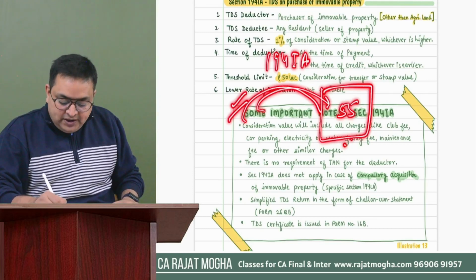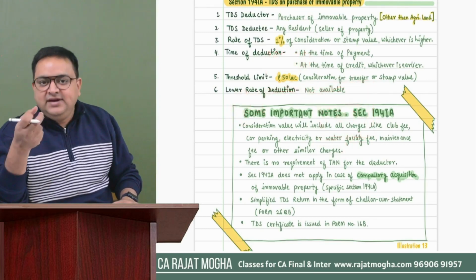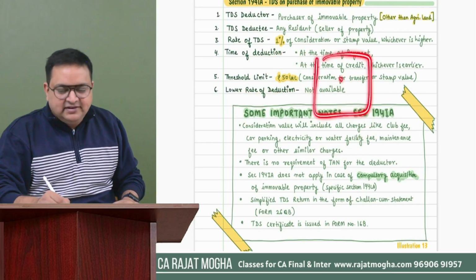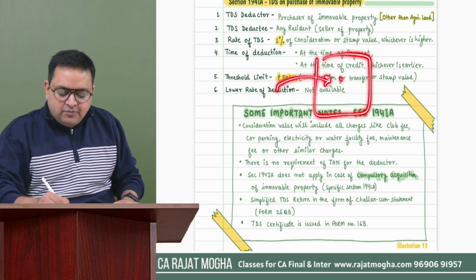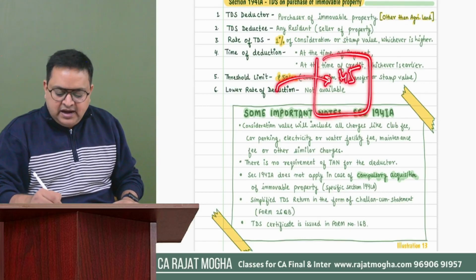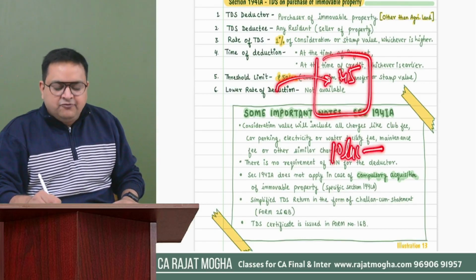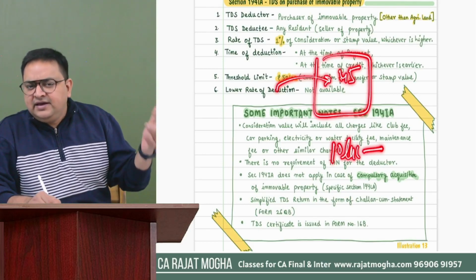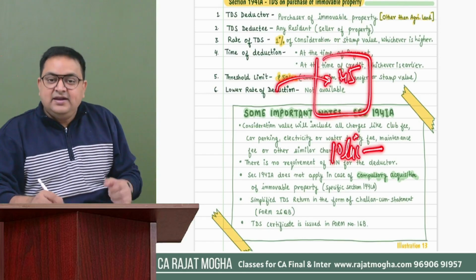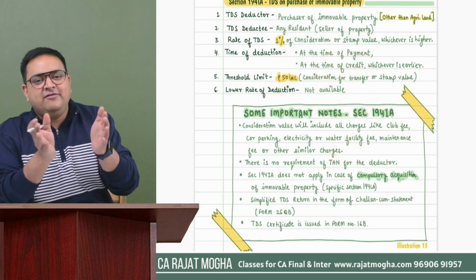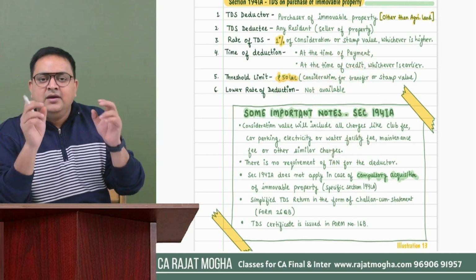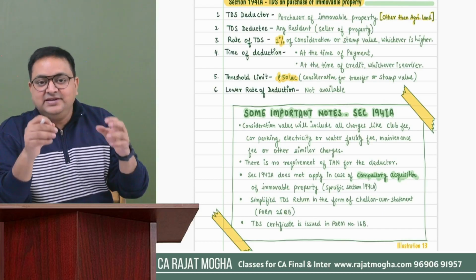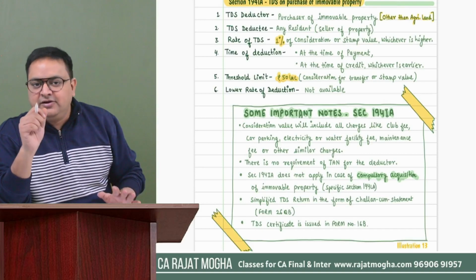But what does this builder do to avoid this TDS implication? He says that I will sell this property for rupees 45 lakh, and I'll receive 10 lakh separately for my parking services, for my lift services, for my water, electricity, other things. What he did is he split this 55 lakh rupees into 2 or 3 portions. So the income tax department observed that especially these builders are following this particular loophole.